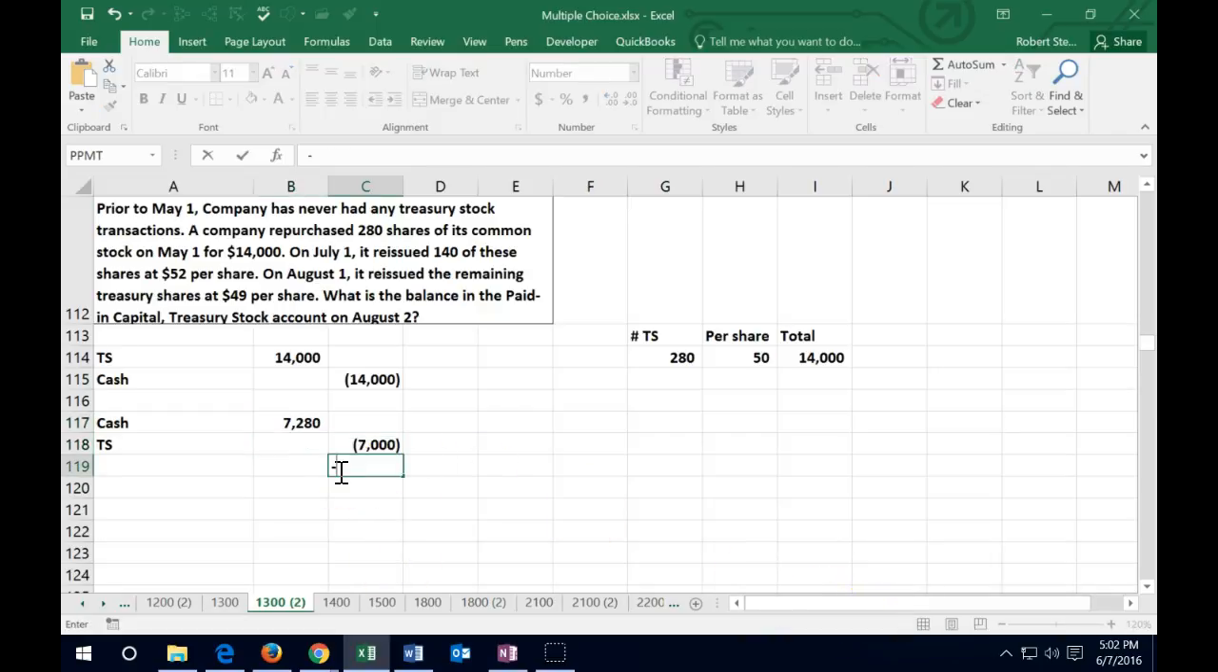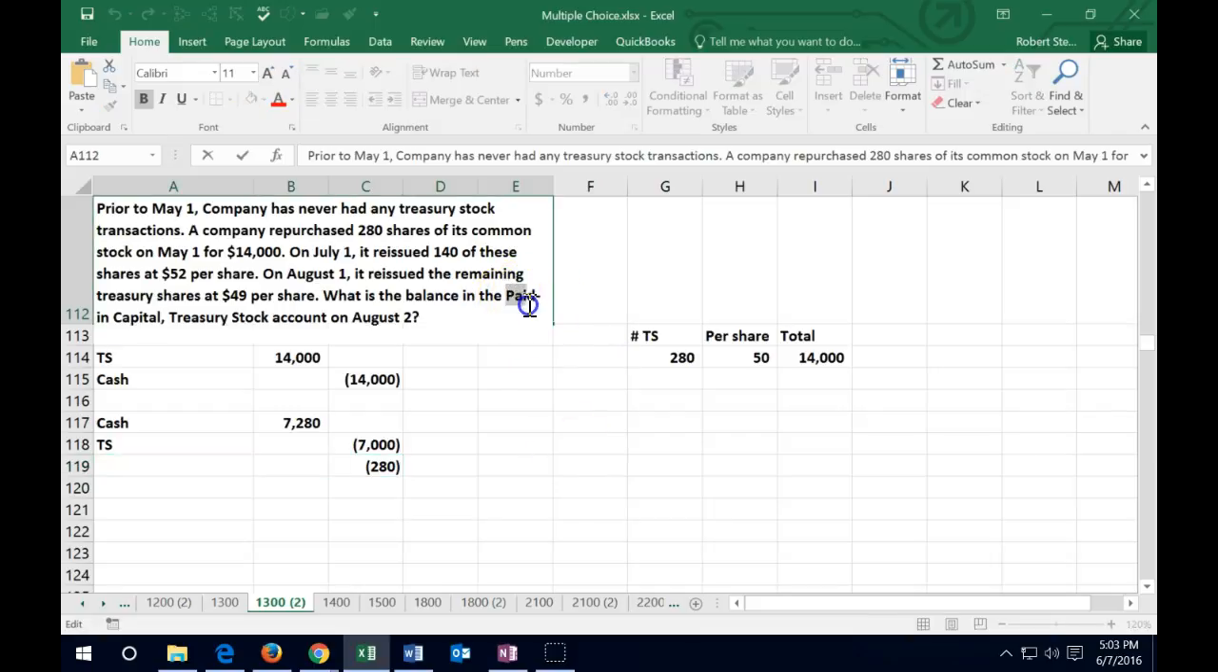So I'm going to say this is the negative sum of these, which means this plus that negative, which is a subtraction problem. Flip the sign so that our credits equal 7,280, which equals the debits. Now, if this was a normal stock sale, we would put that into a gain, meaning we got more cash than we purchased it for. But since it's treasury stock, it's all in the equity section. We're going to call this paid in capital treasury account.